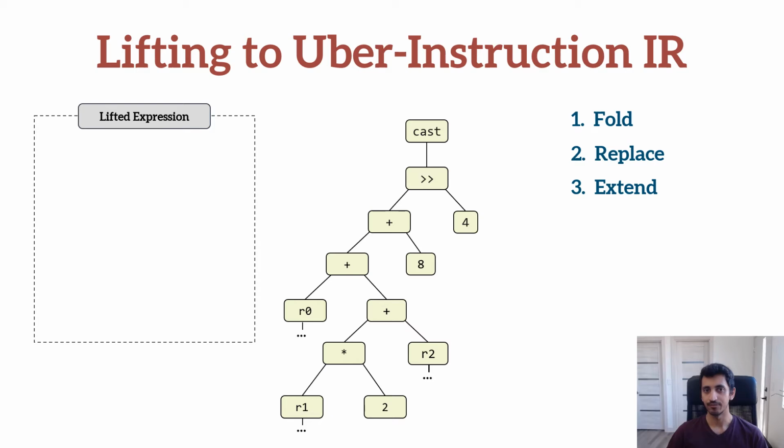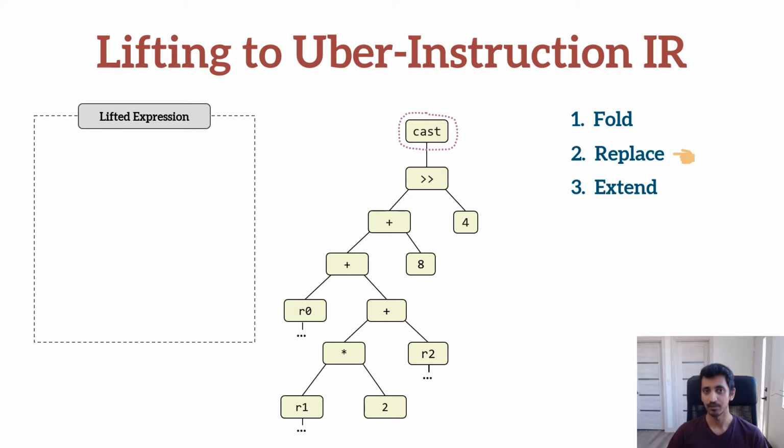To understand how the lifting algorithm works, let's apply it to our running example. There are three steps to the algorithm: fold, replace, and extend, that are applied repeatedly until the entire expression is lifted, starting with the first operation. Given this cast operator in the input sequence, the first step is to try to fold this operator into the last uber instruction in the lifted expression. Since the lifted expression currently has no uber instructions, we move on to the next step, which is replace.